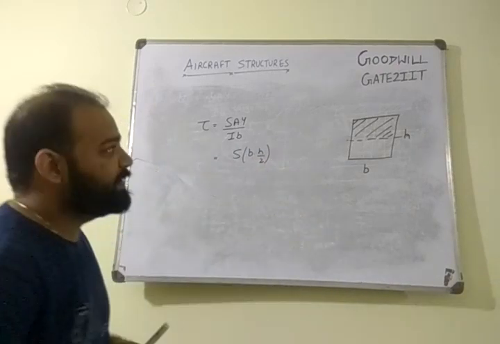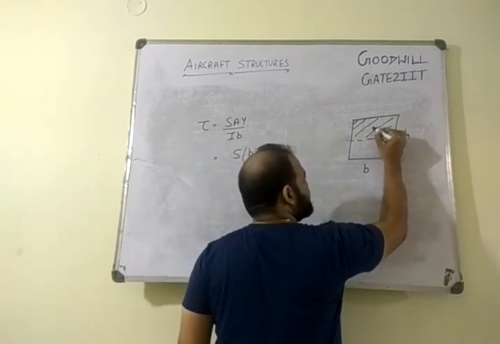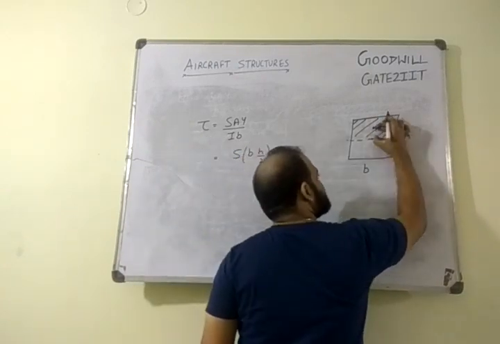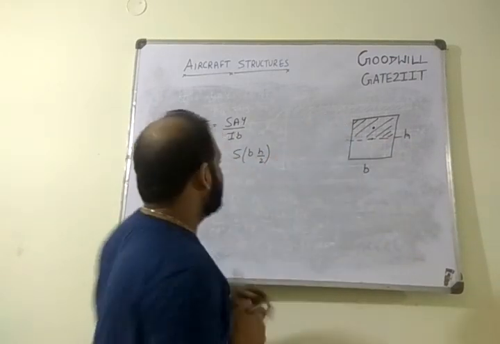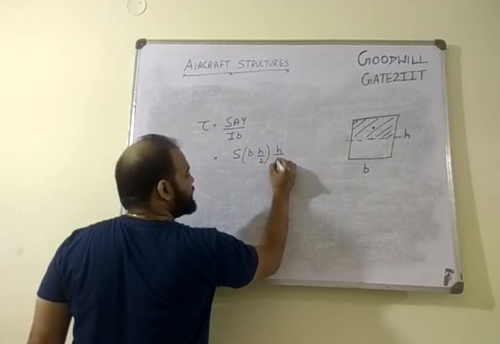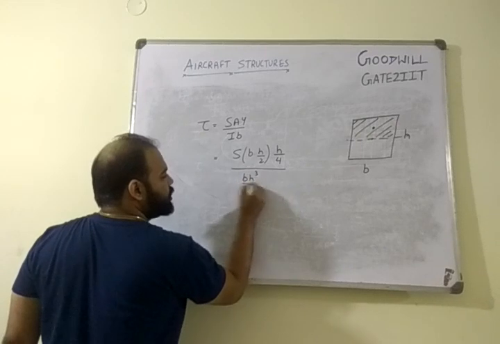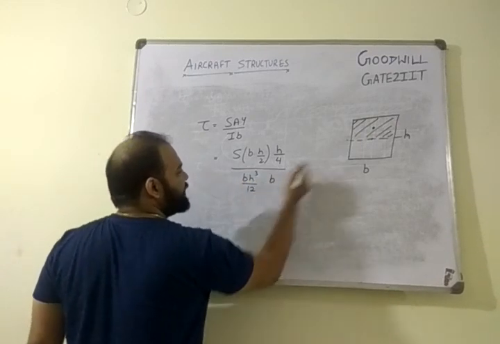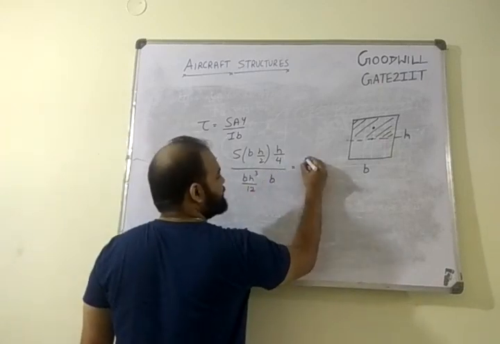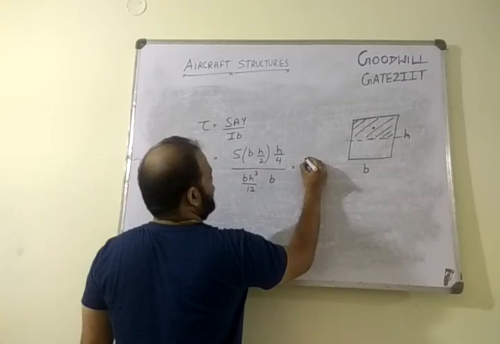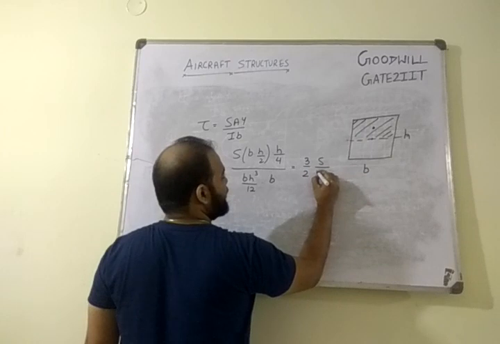Y is the distance between the shaded area CG and the system CG. Now the shaded area CG, for the rectangle, will be this. Your system CG is this. What is the distance between these two? So this is H by 2, right? Half of it will be H by 4. So I'll substitute Y as H by 4, divided by I, which we know is B H cube by 12, into B for a rectangle, wherever you go it remains B only. Once you solve this, you will get 3 by 2 S divided by B into H.